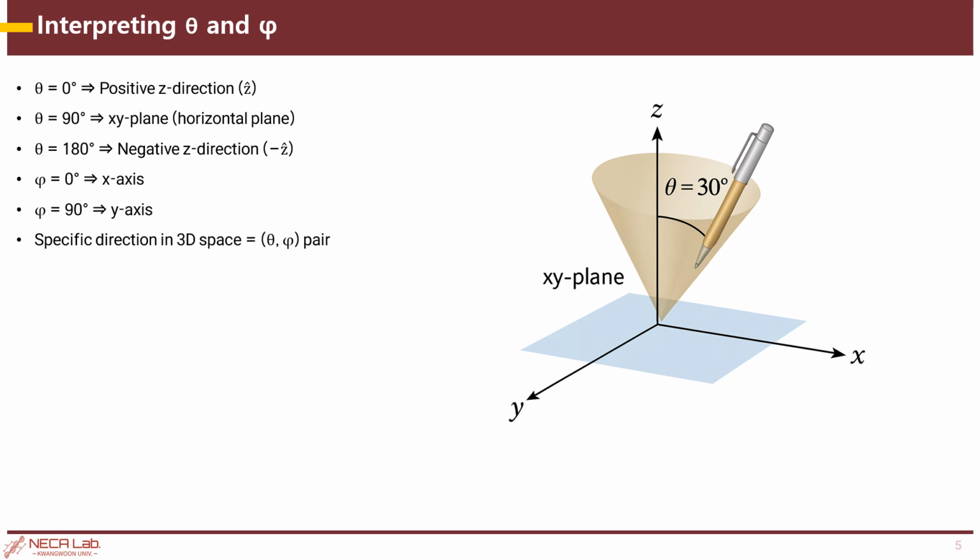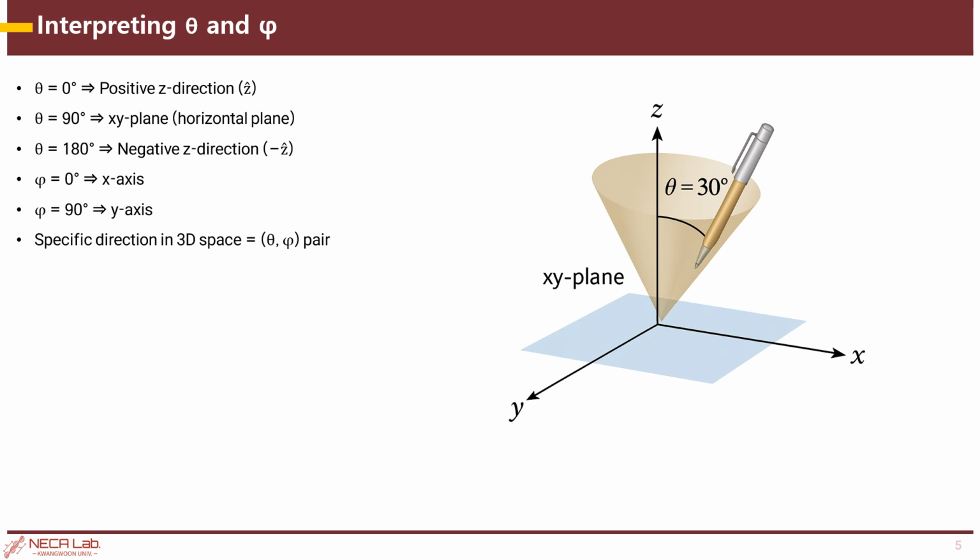Now let's understand how to interpret the angles theta and phi in the spherical coordinate system. When theta is 0 degrees, we are pointing straight up along the positive z-axis. At theta equals 90 degrees, we are in the horizontal plane, or xy plane. And when theta equals 180 degrees, we are pointing downward along the negative z direction.